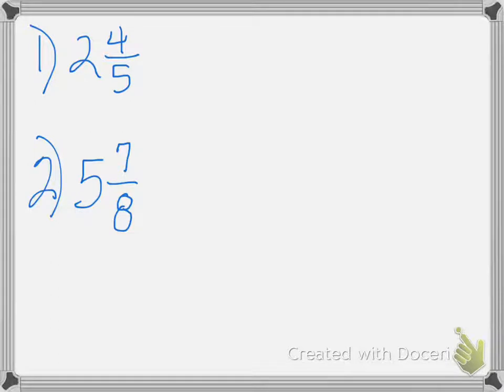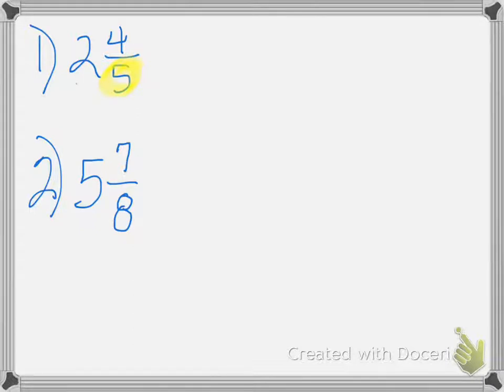Okay, I wrote a couple examples of mixed numbers, and I'd like you to pause me and see if you can try to write them as improper, and then hit play and see if you get it right. Okay, so in the first one I have 2 and 4/5. So again, it takes 5 pieces to make 1 whole. And I have 2 of those.